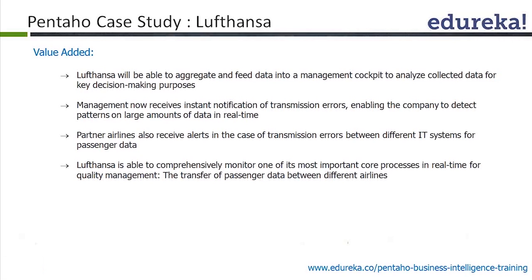And in fact, these guys have partnerships. So if Lufthansa is going through transit, and not necessarily all connected flights are the same, they may have a tie-up with their partner airlines. So that way they can share this information very easily with their partner airlines as well. So they can analyze the patterns of a large amount of data in real time. The partner airlines also receive alerts in case of transmission errors between different IT systems.